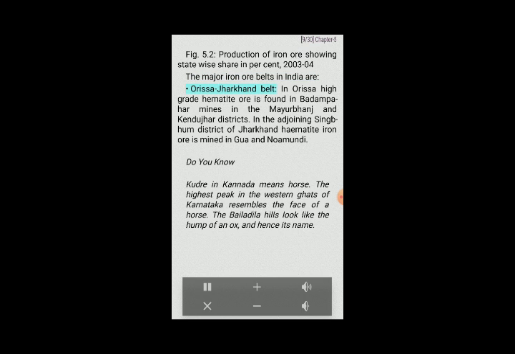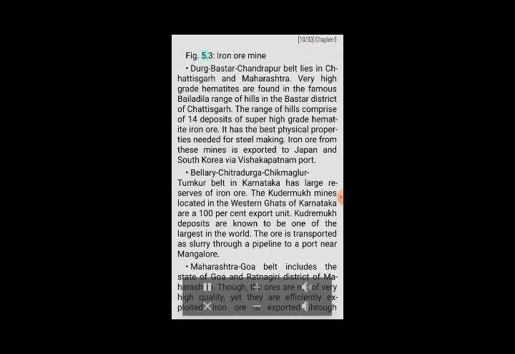The major iron ore belts in India are the Orissa-Jharkhand belt. In Orissa, high-grade hematite ore is found in Badampahar mines in the Mayurbhanj and Kendujhar districts. In the adjoining Singhbhum district of Jharkhand, hematite iron ore is mined in Gua and Noamundi. Do you know? Kudre in Kannada means horse. The highest peak in the Western Ghats of Karnataka resembles the face of a horse. The Bailadila hills look like the hump of an ox, and hence its name. Fig. 5.3. Iron ore mine.